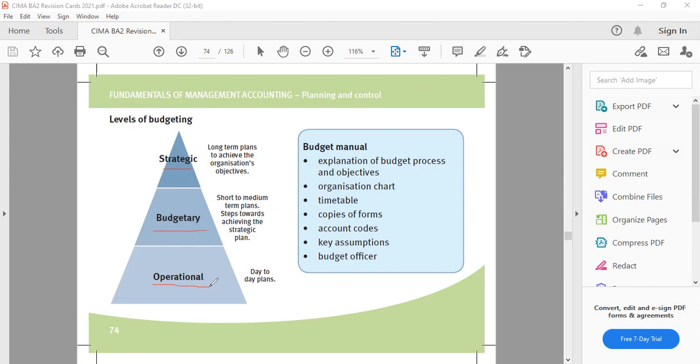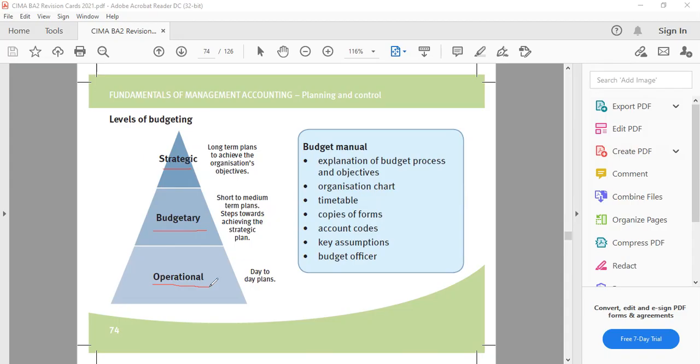So budgetary is short to medium term plans, steps towards achieving the strategic plan. To achieve the strategic plan, the next level of planning taken up is the budgetary level.